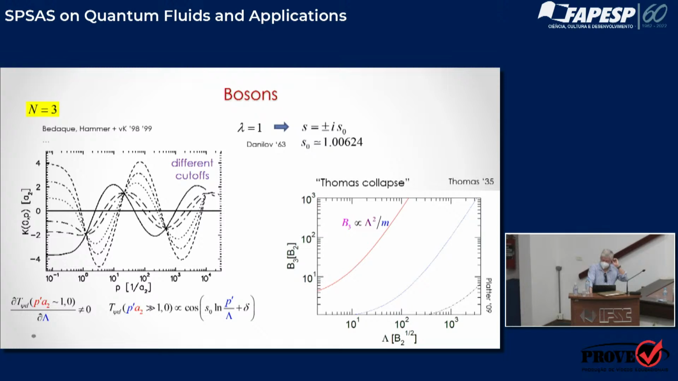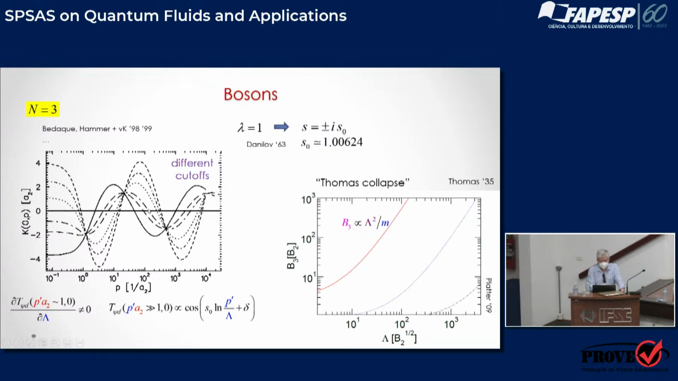So for bosons, that parameter lambda is one, and when one solves that equation, we find that the power of the momentum is imaginary. Well, a power that's imaginary means an oscillation, and it's imaginary times a constant of nature, s0, which is about one, but not exactly one. And what does that mean? Well, that means that if I now solve the equation numerically, not only look at the asymptotic limit, but look numerically, if you start with a certain cutoff, you see that you're going to have an oscillation. You start at a different cutoff, you have another oscillation.